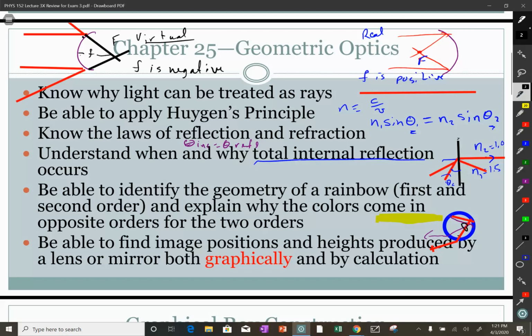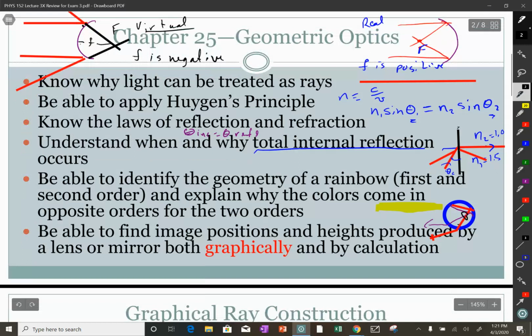Then the last part, and this is really big, be able to find image positions and heights produced by either a lens or a mirror, and you should be able to do it either graphically or calculationally. So I have a couple slides here to go over how to do this.